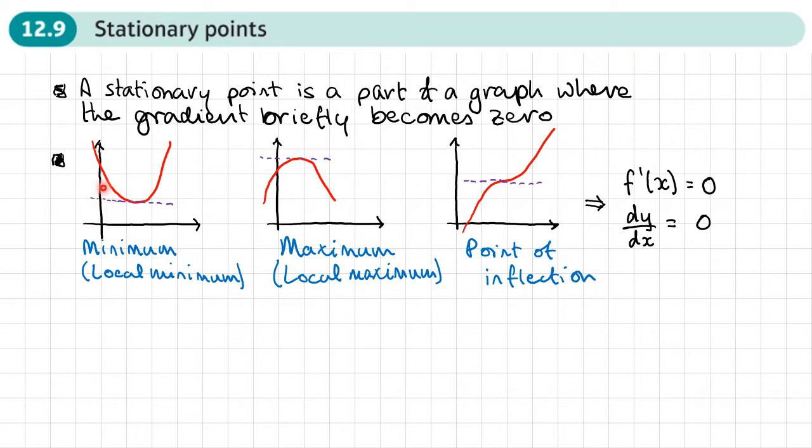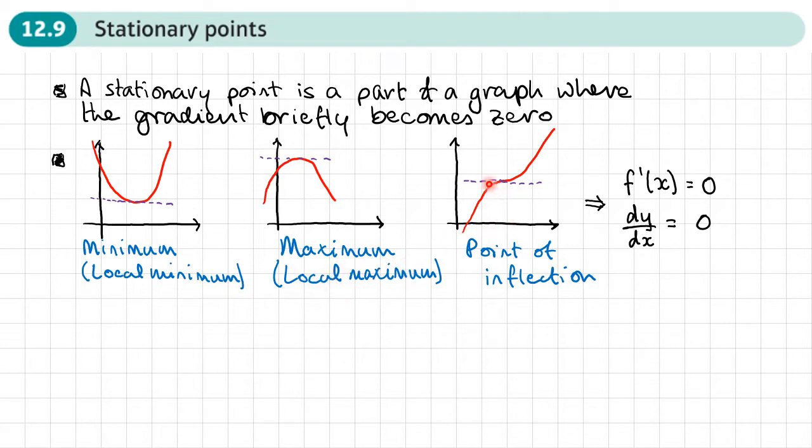So if you look at the first one here, the gradient is zero, indicated by that purple dotted line. And this is what we call a minimum. Now, if it's just a minimum for part of the graph, not the whole graph, then we call it a local minimum. Here's another type of stationary point. So here you can see at this peak, the gradient is briefly zero, indicated by the purple dotted line. And this we would call a maximum. Now, if it's not a maximum for the whole graph, but just a maximum for part of the graph, then we call it a local maximum.